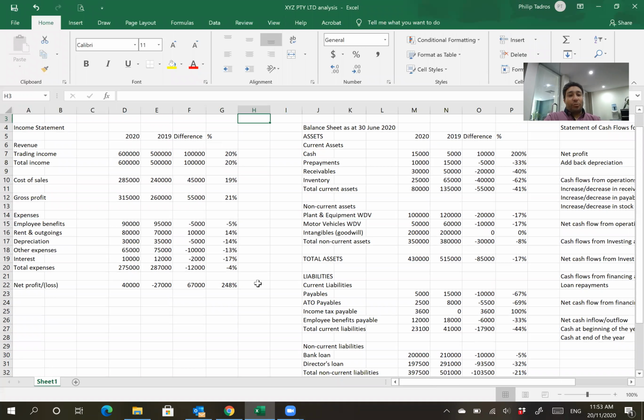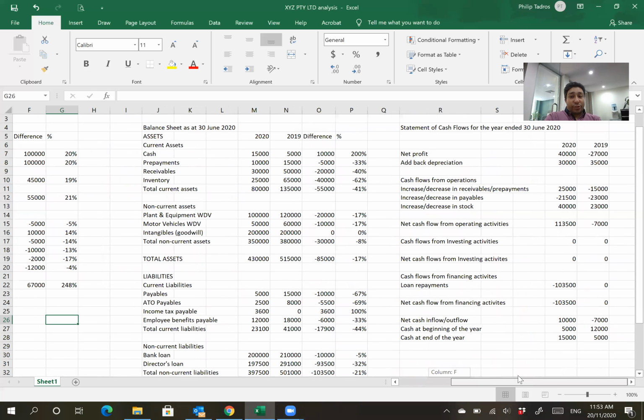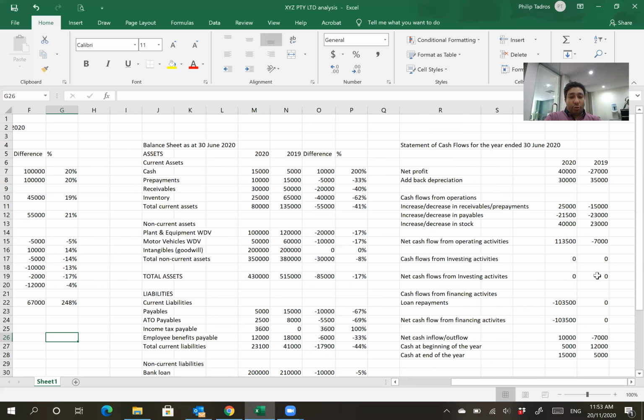And last time we discussed the percentages of movements from year to year. That's one way that you can analyse a set of financial statements, an income statement and a balance sheet. You can look at the difference in terms of the amount in comparison to a prior year and the percentage difference.